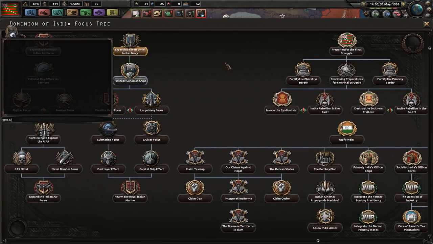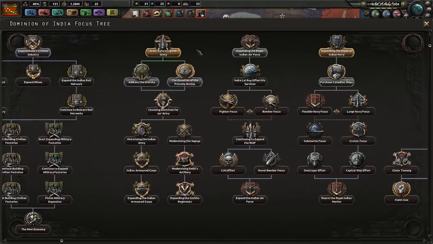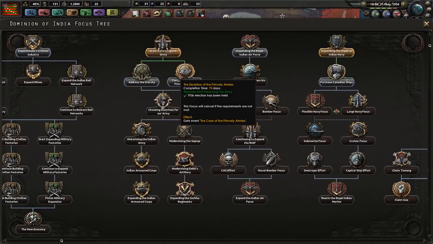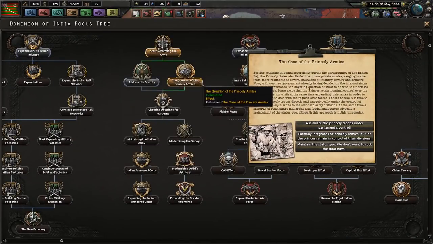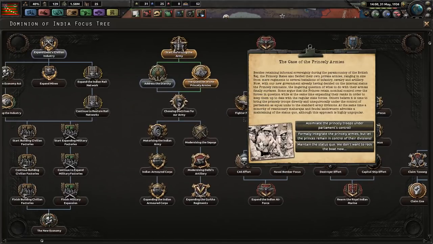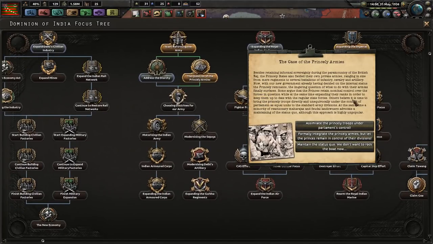Now, let's start looking at what some of these other focuses do. Starting with the question of the princely armies. Now, you cannot take this until you have your election, but it happens pretty early. It's where you decide what to do about those princes. So you could assimilate them and get more army experience, or you could just let them go and you get no army experience but more political power. So it's just a scale, and you need to decide what to do.